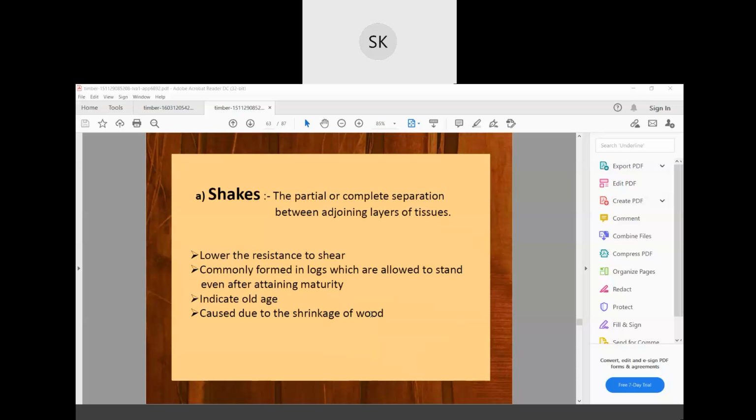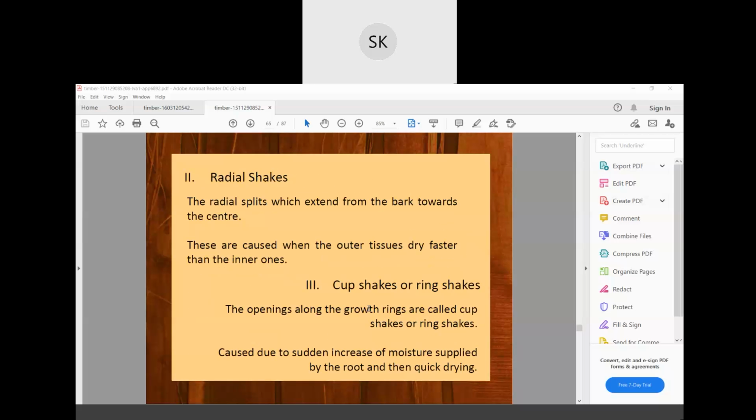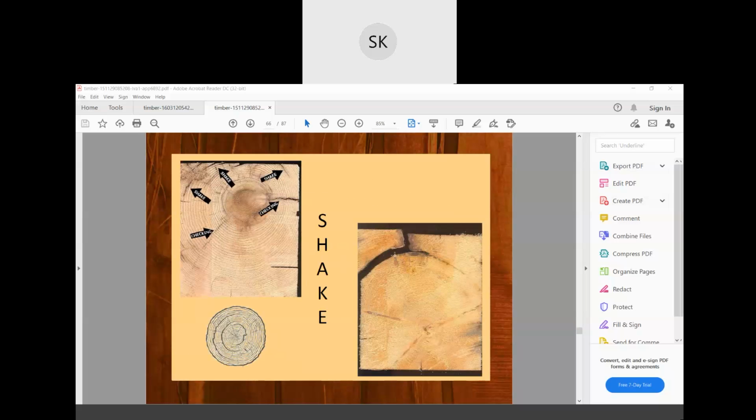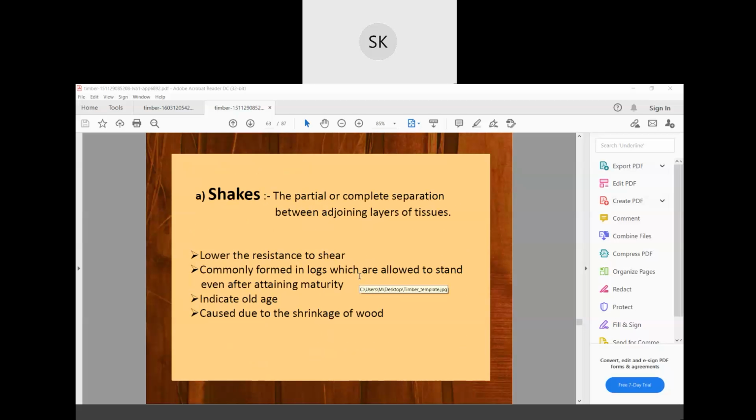So shakes is the partial or complete separation between adjoining layers of tissue. If all the tissues like heartwood, sapwood, cambium layer, all the layers in your wood start separating, then it is known as shakes. Let me show. So this is the shakes. If you zoom this picture, you can see there is a gap, separation of each layer. This is the shake. These are the shakes. Okay, the separation of layers.